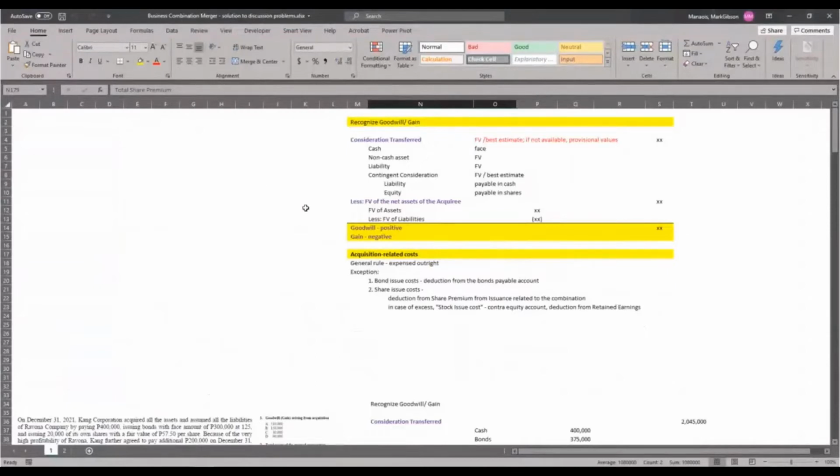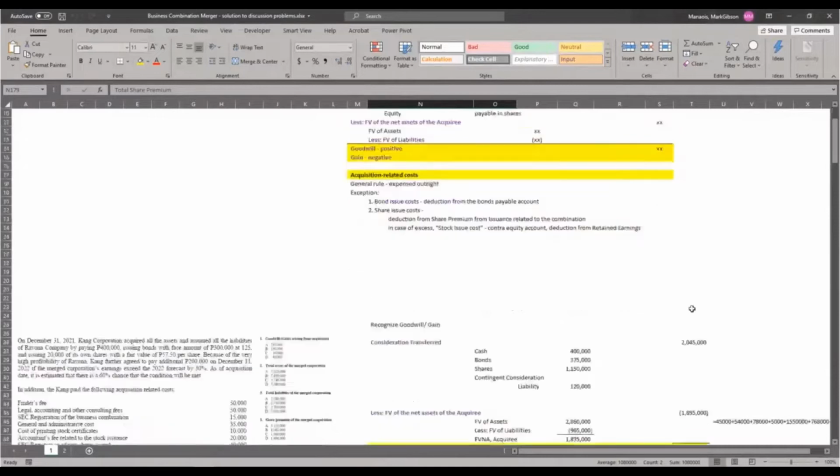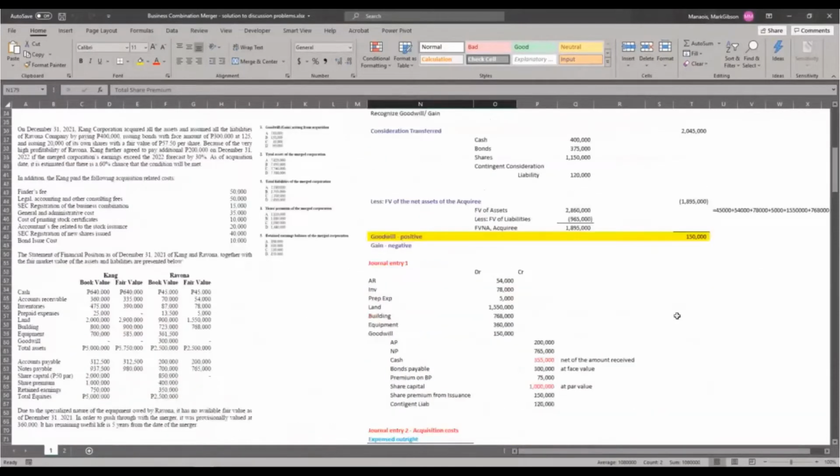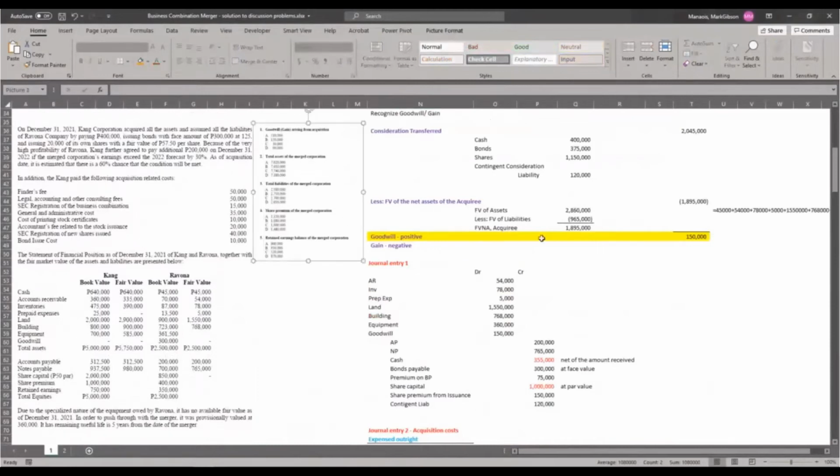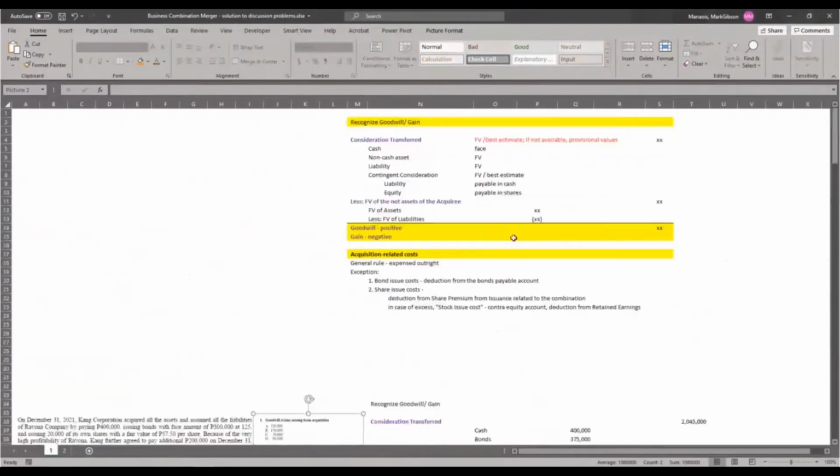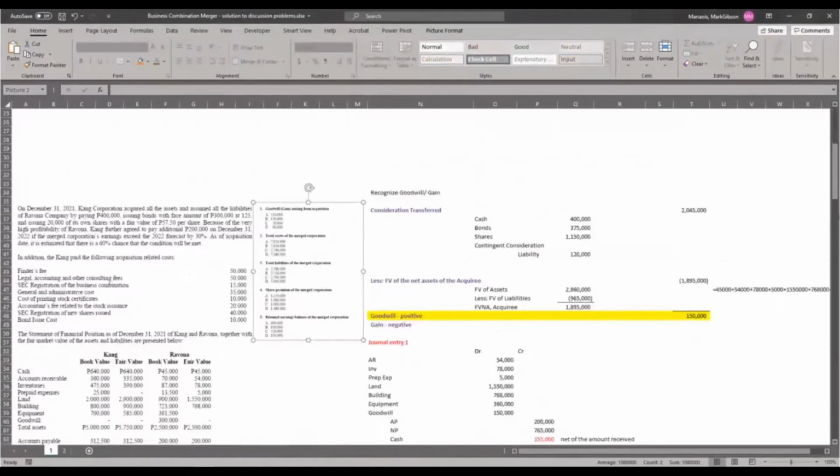I'm not sure kung nakikita na ba yung Excel ko. Yes po, sir. Okay, sige. Oh, sige, good. Thank you. Sige, pag-usapan natin ngayon yung requirement number 1. Tinatanong lang dyan, goodwill. So, of course, yung cheat sheet natin, kinopya ko lang yun.